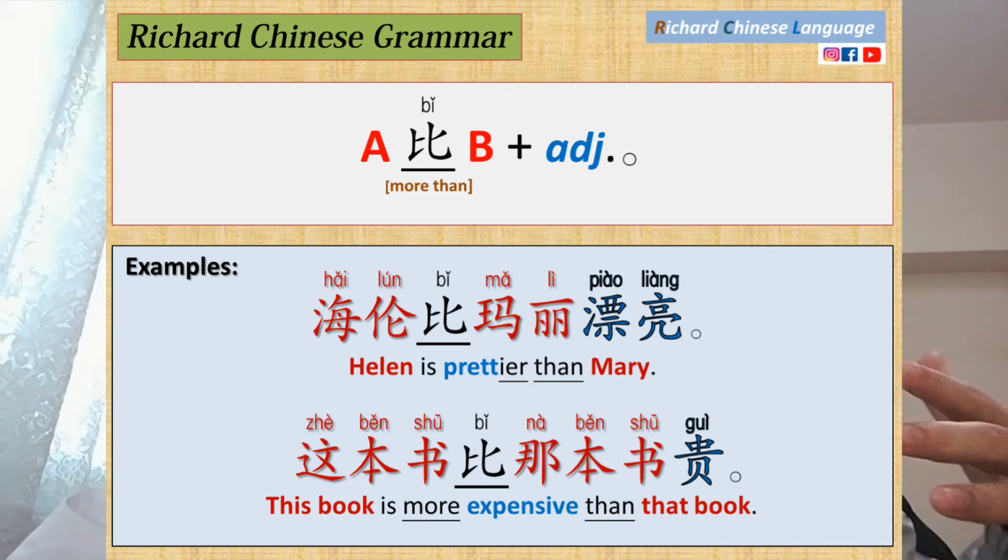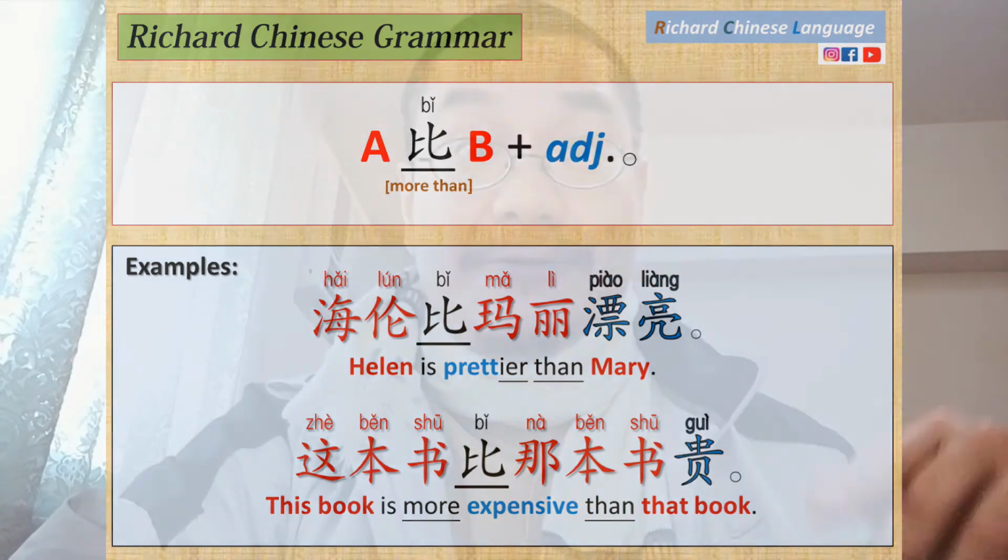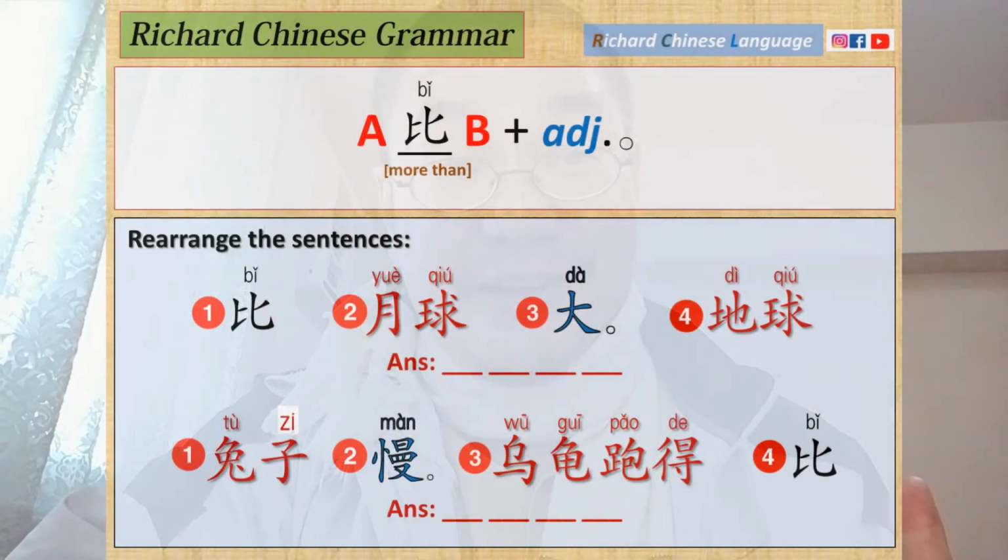So right now, I'll give you some quizzes and let's rearrange these sentences. And I hope you do that by yourself and leave your answers in the comment, okay? So I'll read the sentence for you, but you have to do these quizzes by yourself, okay? So let's do it right now.